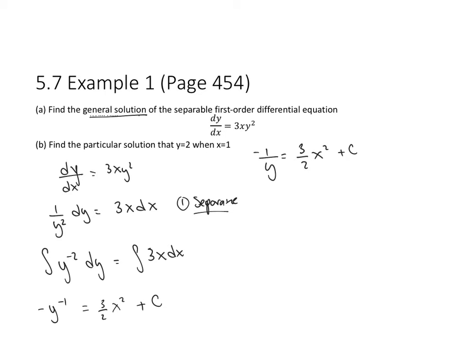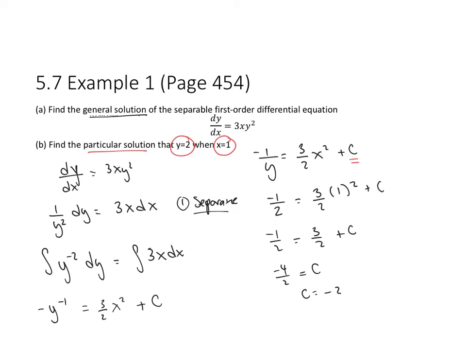And now the next thing I'm going to do is find the particular solution. So what that means to find the particular solution, it means I'm going to plug in y as 2 and x as 1 and solve for c. Just like when I'm doing a linear equation of y equals mx plus b, and then I plug in my x and y, and I solve for b. Same exact idea, but this time I have two variables, and I'm solving for c. So -1/2 is 3 over 2 times 1 squared plus c. So -1/2 is 3 over 2 plus c. I'll subtract, and I get -4/2 equals c, so c is -2.